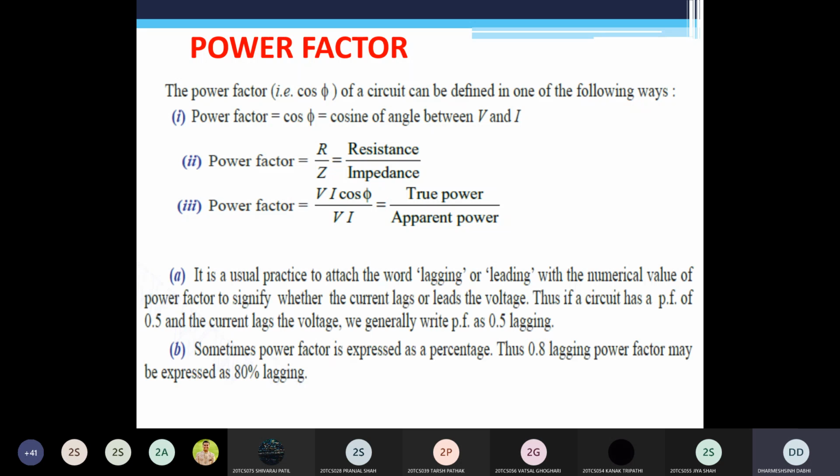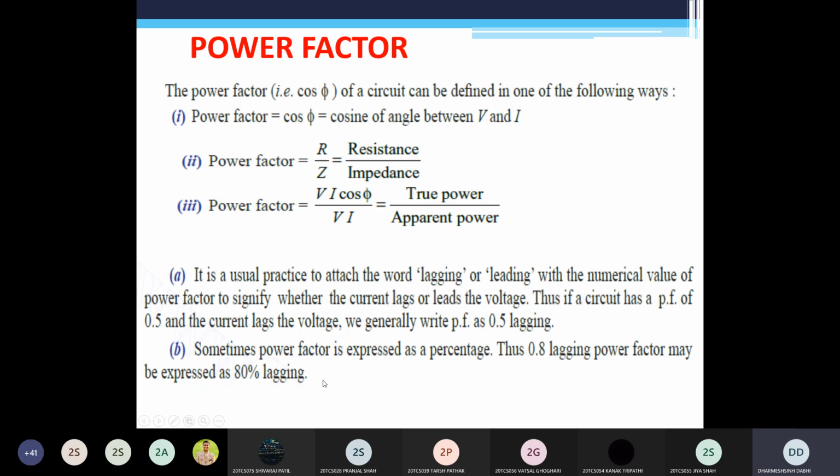So usually the words lagging or leading we use with the numerical value to signify whether your current lags or leads the voltage. Suppose your power factor is 0.5 and current lags behind the voltage, so we can say that your power factor is 0.5 lagging. Clear? Exactly in reverse, if your power factor is 0.5 and current leads the voltage, then we can say that your power factor is 0.5 leading. Clear? So based on the phase difference between voltage and current, we can say whether it is leading or lagging.